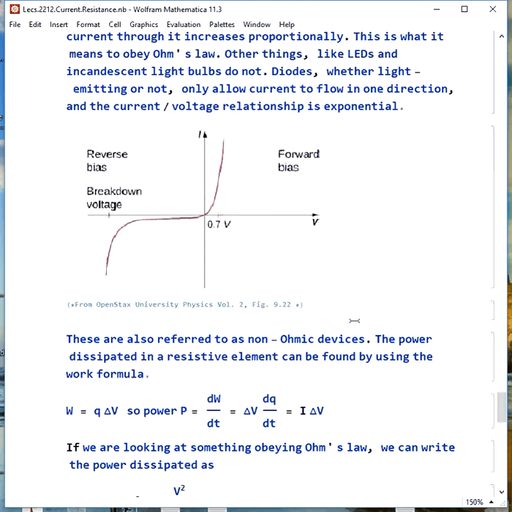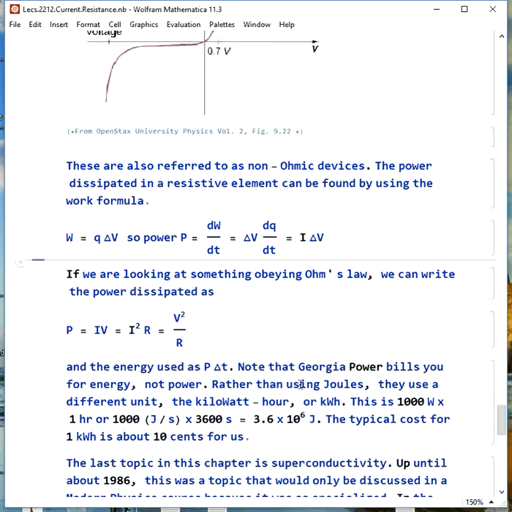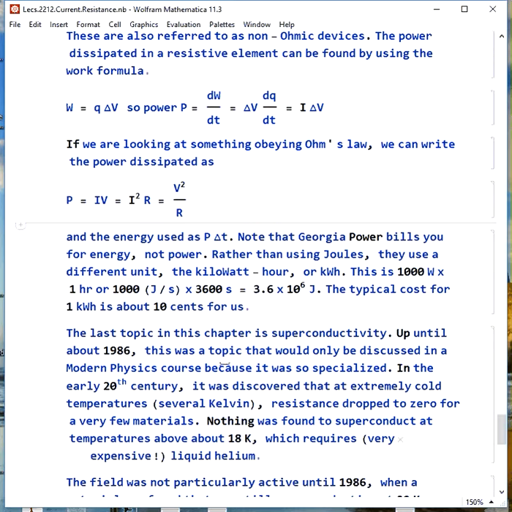Now, the power that's dissipated in a resistor we can find from the work formula. We know W equals Q delta V, so we know power is dW/dt, so we can write delta V dQ/dt, or I delta V is our power. If we're looking at something that obeys this thing that even we will call Ohm's law, even though it's not a law, we can write the power dissipated as P equals I times V, or I squared R, since V equals IR, or V squared over R. The energy we use is P delta T.